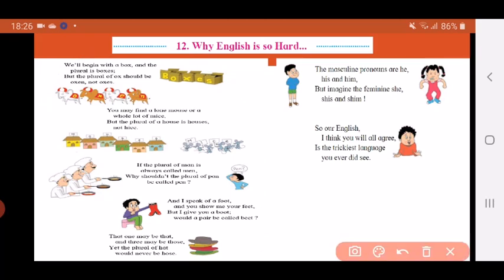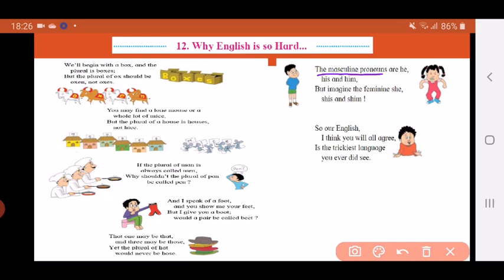In the next stanza, he has gone to masculine and feminine. Masculine means male. Male means boy. And feminine means female, which means girl. So he is saying the masculine pronouns. Pronouns are used instead of using the noun again and again. For example, Rahul is a boy. Now instead of again saying Rahul is 8 years, I can say he is 8 years old.